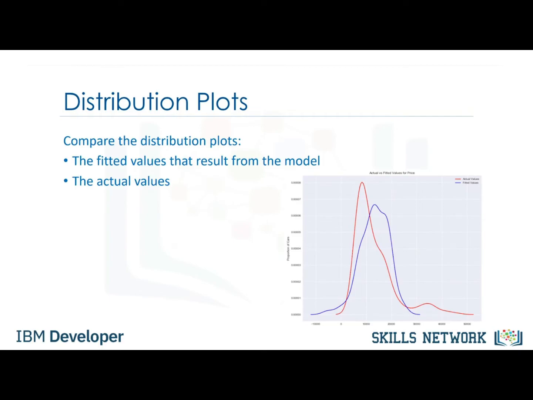The dependent variable or feature is price. The fitted values that result from the model are in blue. The actual values are in red. We see the predicted values for prices in the range from 40,000 to 50,000 are inaccurate. The prices in the region from 10,000 to 20,000 are much closer to the target value.